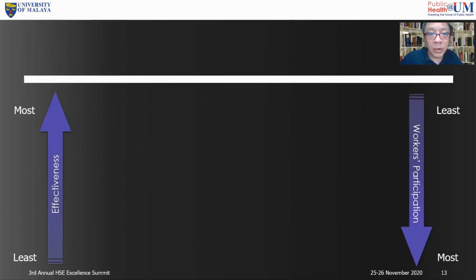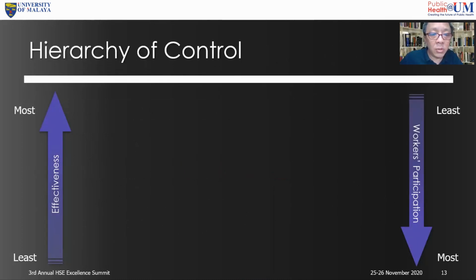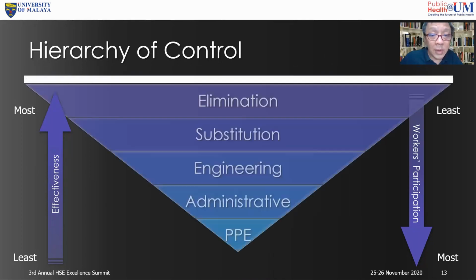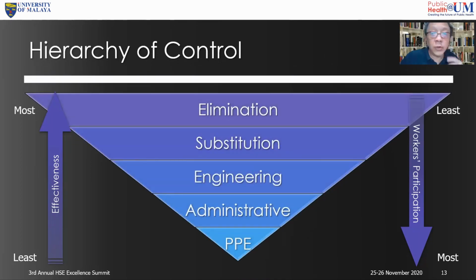All right, let's recap. We have the hierarchy of control: elimination, substitution, engineering control, administrative control, and personal protective equipment. In terms of effectiveness, the most effective is of course elimination, and the least effective is PPE.